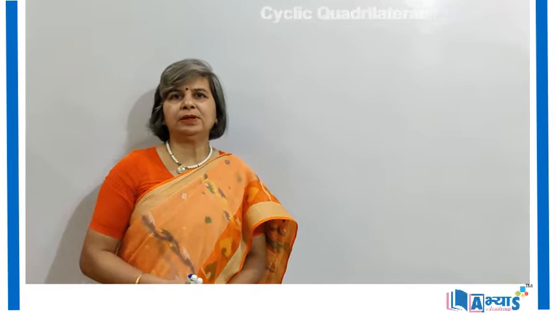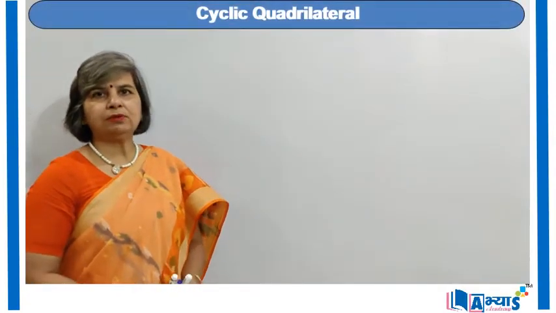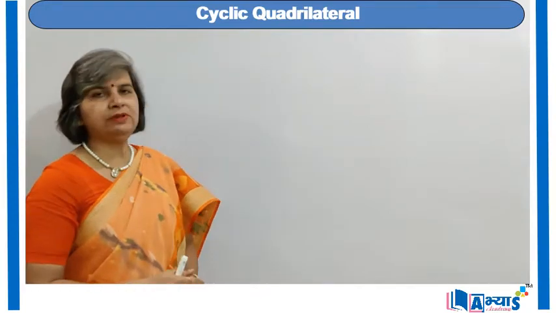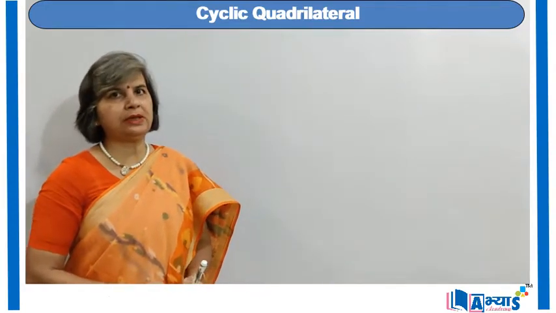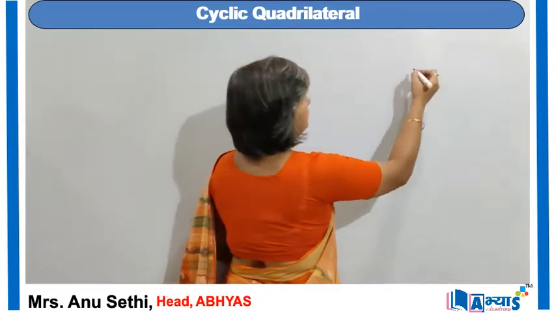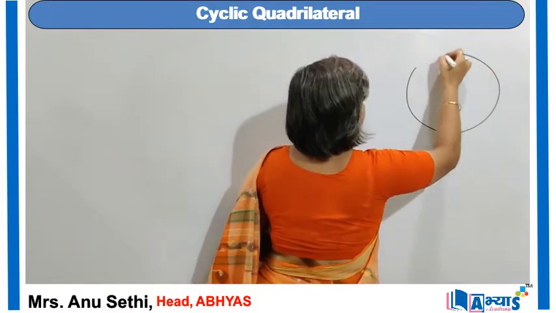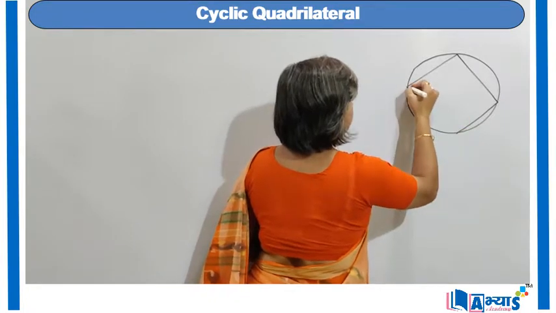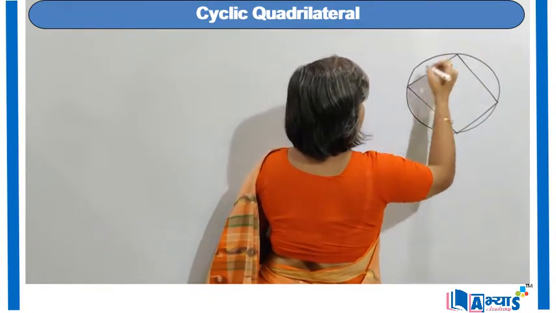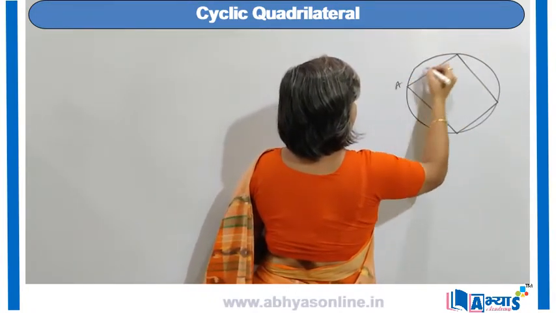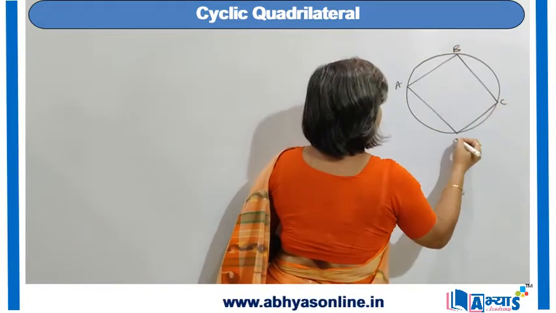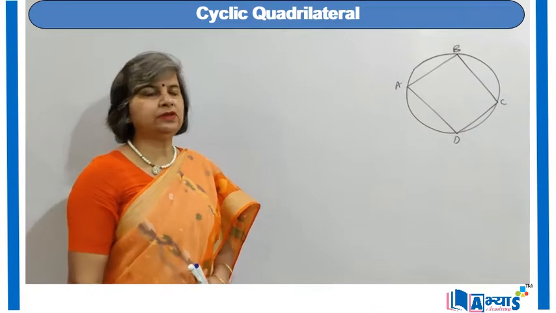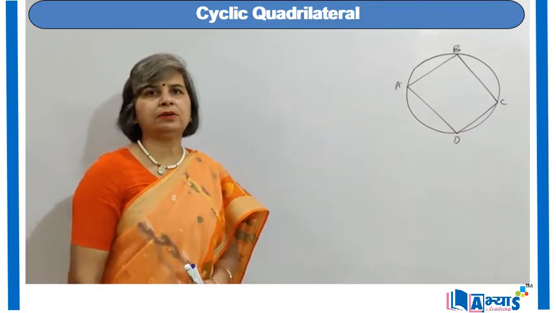Concept of cyclic quadrilateral. A cyclic quadrilateral is a quadrilateral in which all the four vertices lie on a circle. That means if we say that ABCD is a cyclic quadrilateral, then all the four vertices will lie on a circle. Let us first draw a circle and then we can draw the quadrilateral A, B, C, D. Now ABCD is a cyclic quadrilateral because all the four vertices of the quadrilateral lie on the circle.